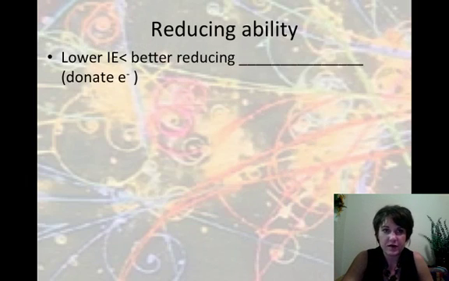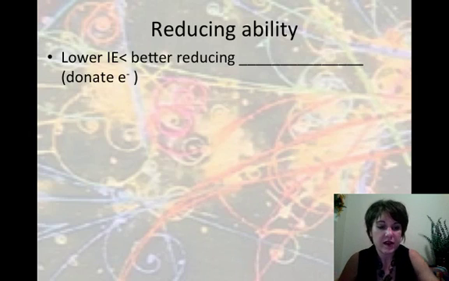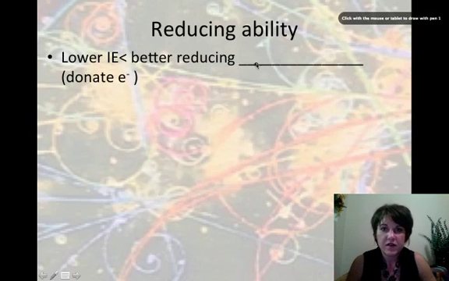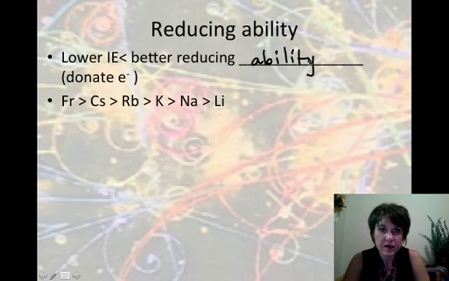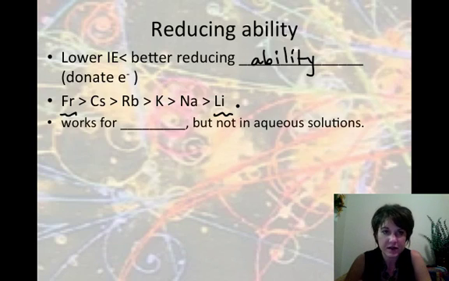That's why they're dangerous for you to try and purchase and store for a laboratory or for any other purpose. Lower ionization energy means it has a better reducing ability. It's more able to donate electrons when it has a lower ionization energy. So here's the order of reducing ability from greatest to least. Francium gives the electron away the easiest, and lithium holds on to it the most. But compared to other elements, it doesn't hold on to it very tightly, does it?